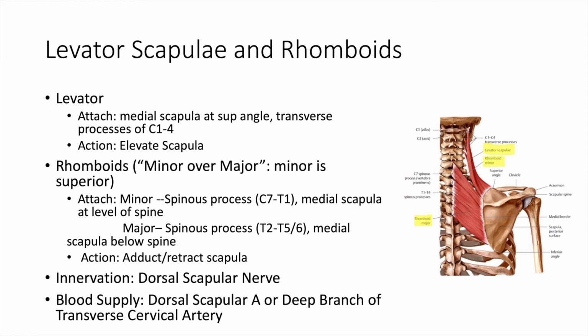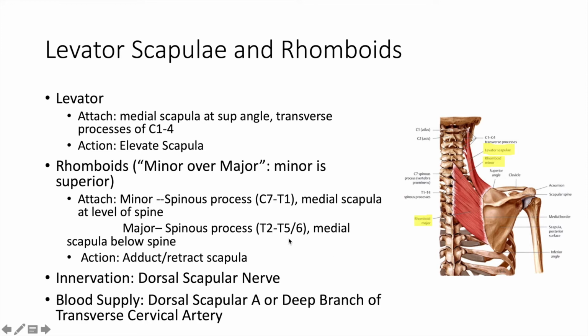Levator scapulae and rhomboids. So here's my levator scapulae right here, and here's my rhomboids. So here is my scapula, and if these contract, they're going to get closer together from the origin to the insertion. My levator is going to pull up, so that's going to elevate my scapula. With my rhomboids, if they contract, they're going to adduct and retract my scapula.